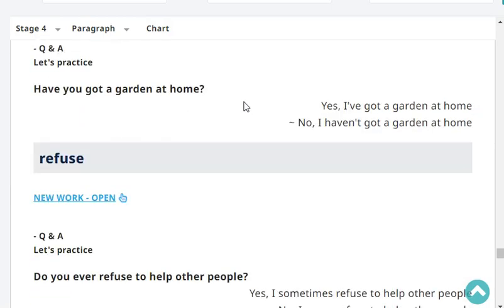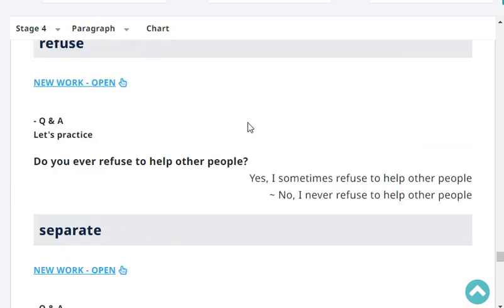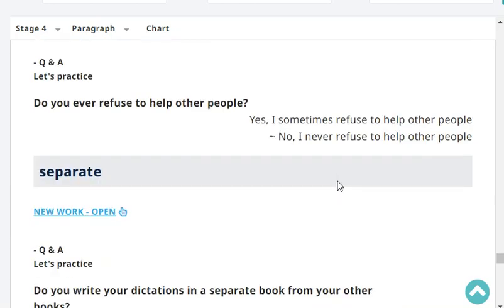Have you got a garden at home? Yes or no? Yes, I've got a garden at home. Very good. Do you ever refuse to help other people? Yes, I've sometimes refused to help other people. Very good.